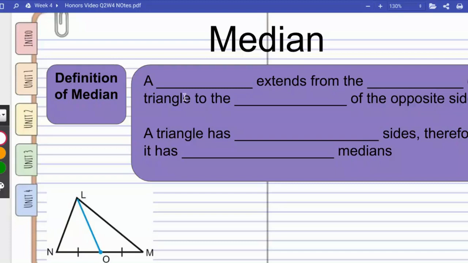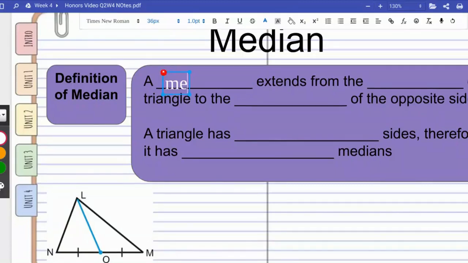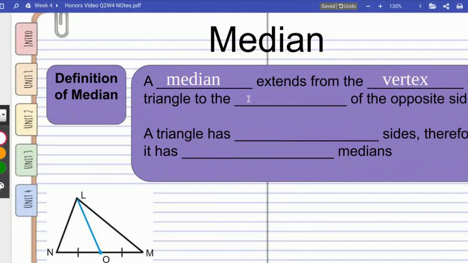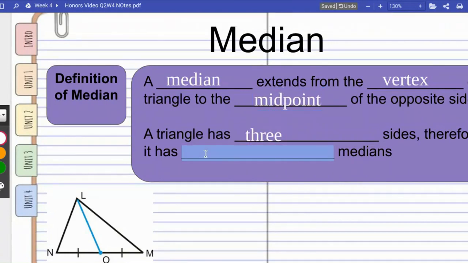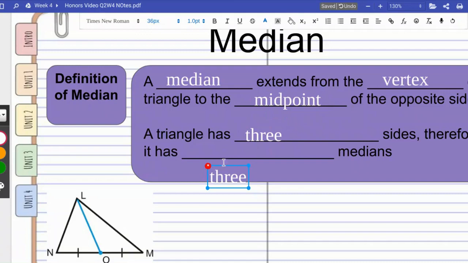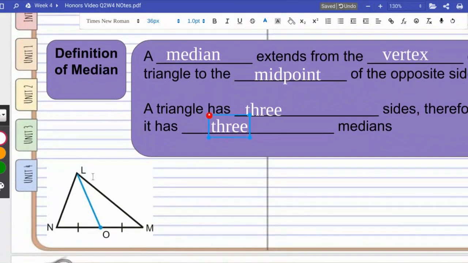Okay, let's talk about some other special segments. A median extends from the vertex of a triangle to the midpoint of the opposite side, as you can see in the picture. A triangle has three sides, therefore it has three medians. You look at the picture, it starts up here at point L, that's the vertex, goes down to the midpoint O. I know O is a midpoint because of the tick marks.